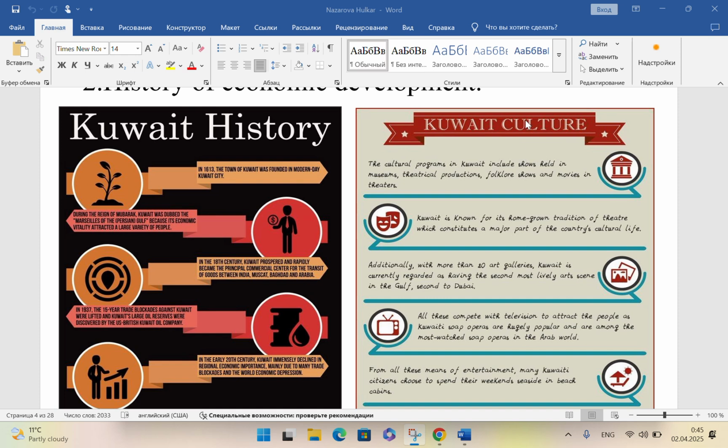So as for Kuwaiti culture, the cultural programs in Kuwait include shows held in museums, theatrical productions, and folklore shows and movies in the theaters. Also all this competes with television to attract people, as the quality soap operas are hugely popular and are among the most watched soap operas in the Arab world.